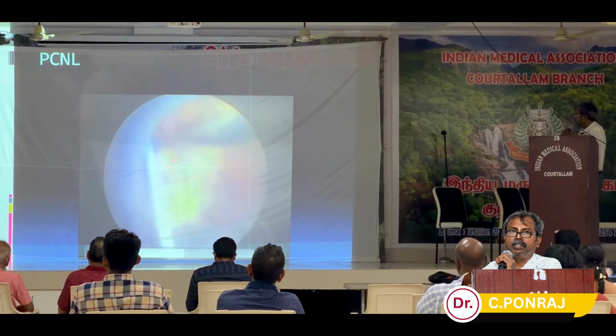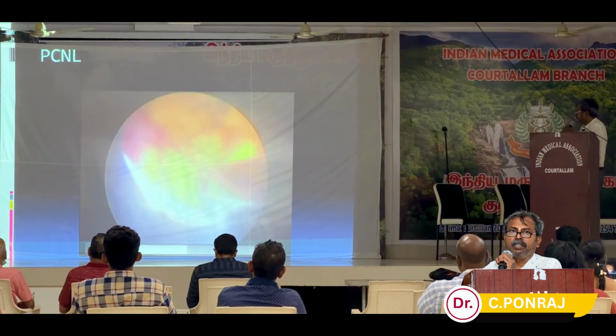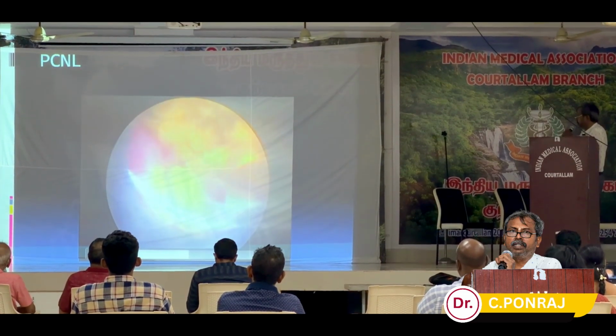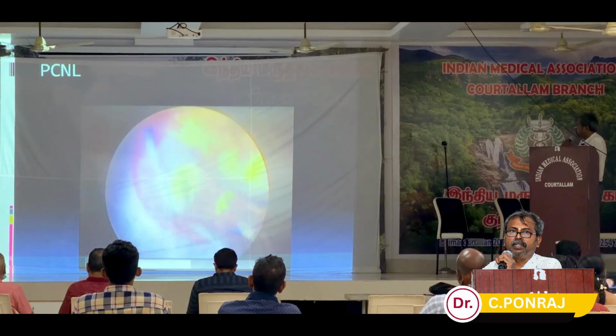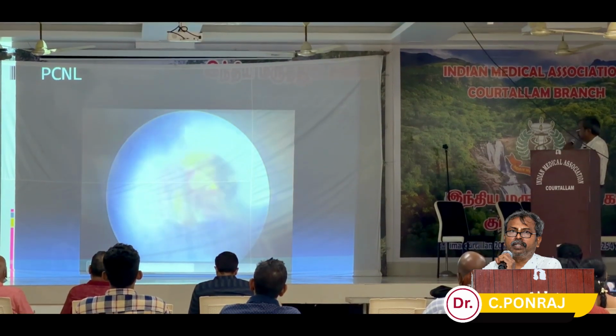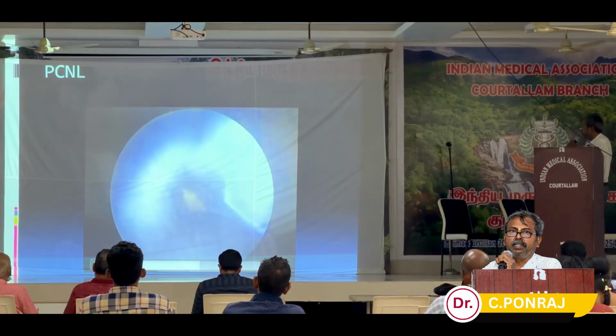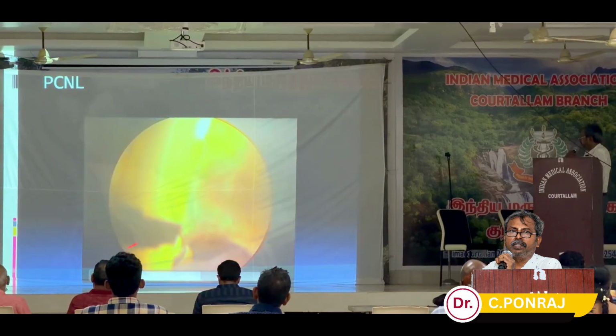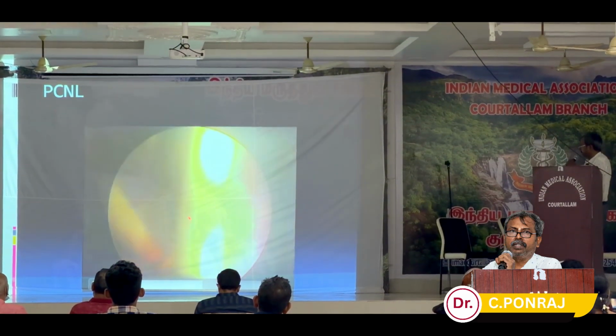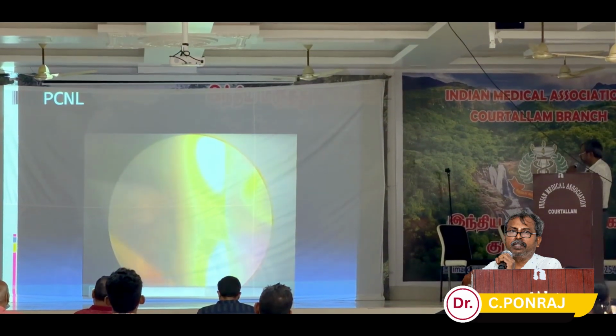This yellow stone without any black discoloration usually breaks well. If there is associated blackish discoloration, the stone is a bit difficult to break. This is the DJ stent which is inserted after clearing the stone.